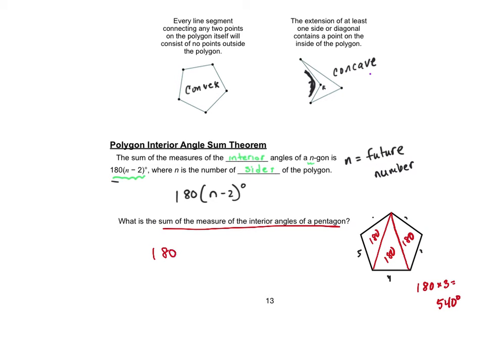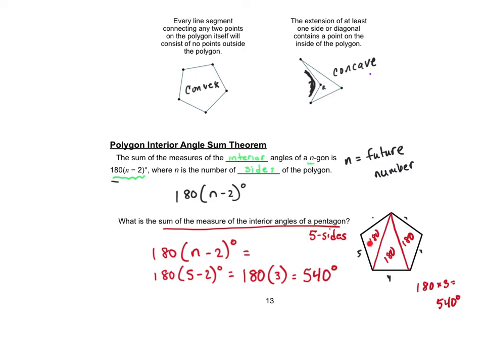Well, I have 180 degrees times n minus 2 degrees is going to be the sum. And n, remember, n is the number of sides. So when it has a pentagon, we have 5 sides. Now, when I look at that 5 sides, I replace n with 5. I end up with 180 times 5 minus 2 degrees, which is 180 times 3, which is 540 degrees. So there you have it.